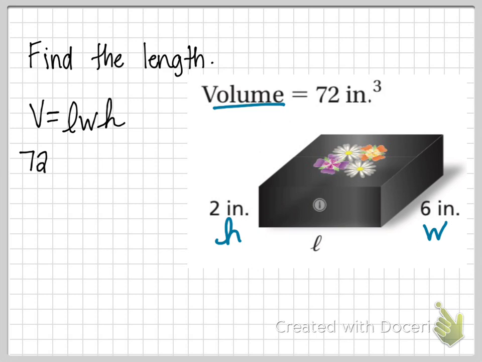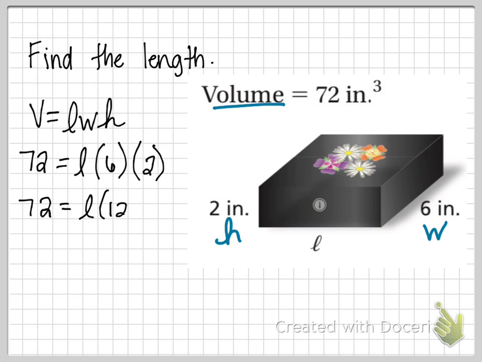We know volume is 72. We don't know the length. Width is 6. Height is 2. Okay, then we get 72 is equal to L times 12. In order to solve, we need to do the inverse operation of multiplication. So instead of multiplying by 12, we will divide by 12 to get that L by itself. If we do it on one side, got to do it on the other side. So our L is 6 inches.